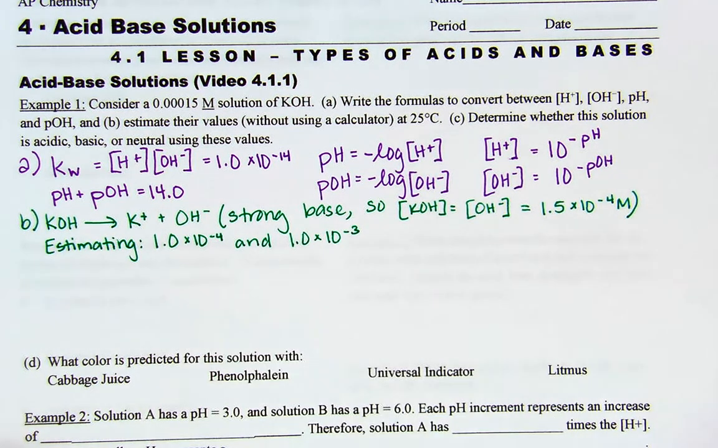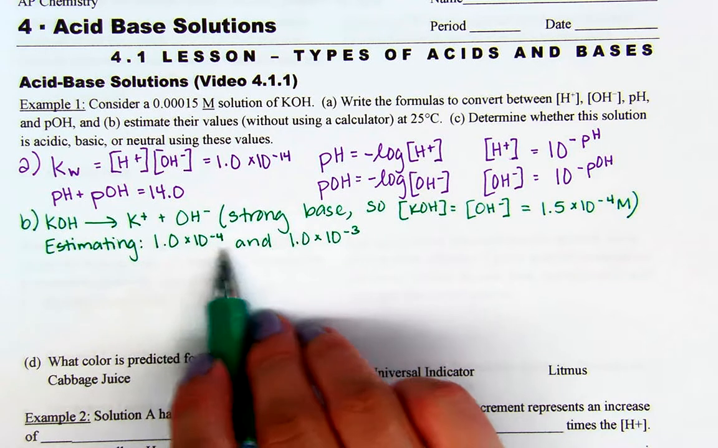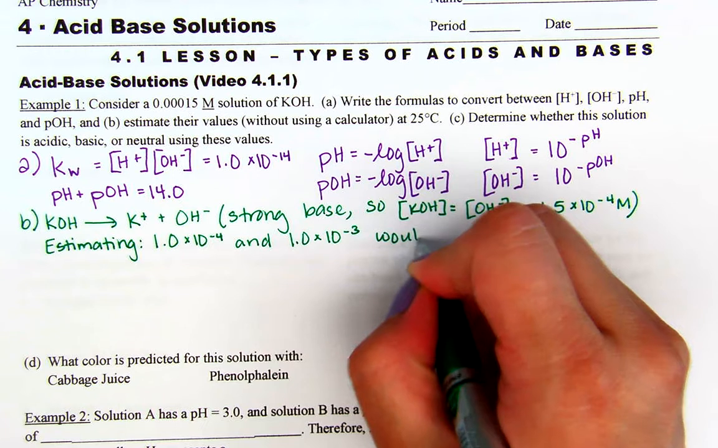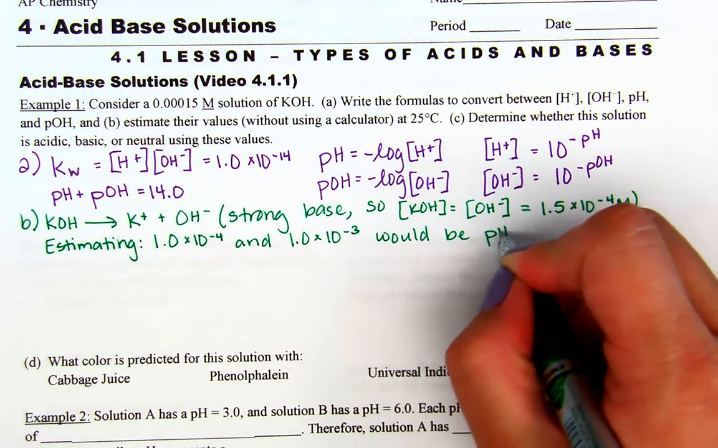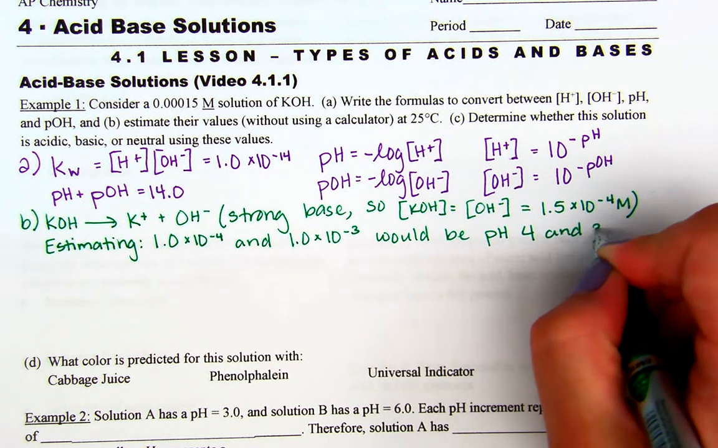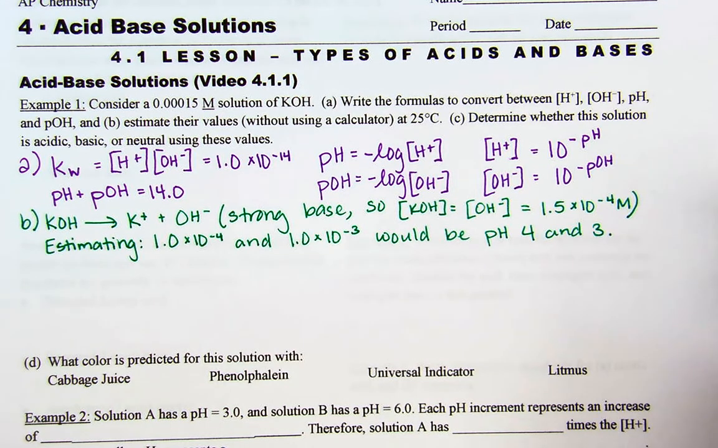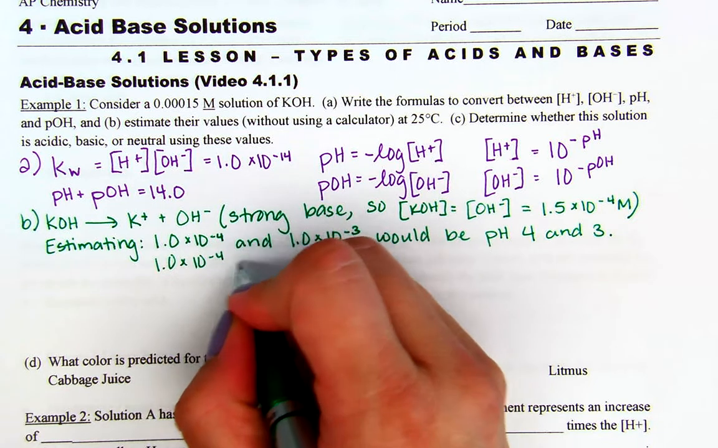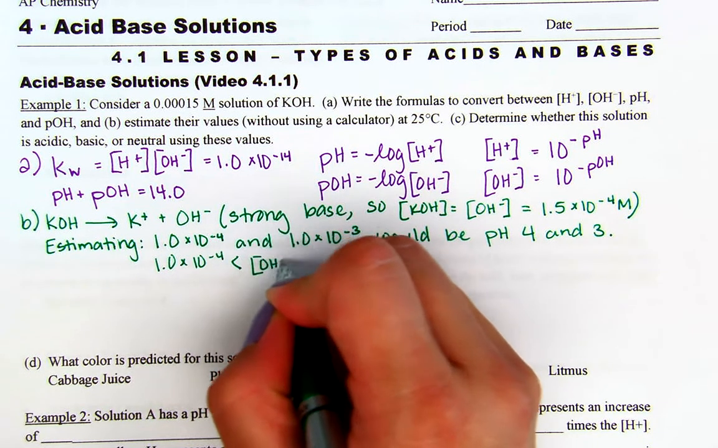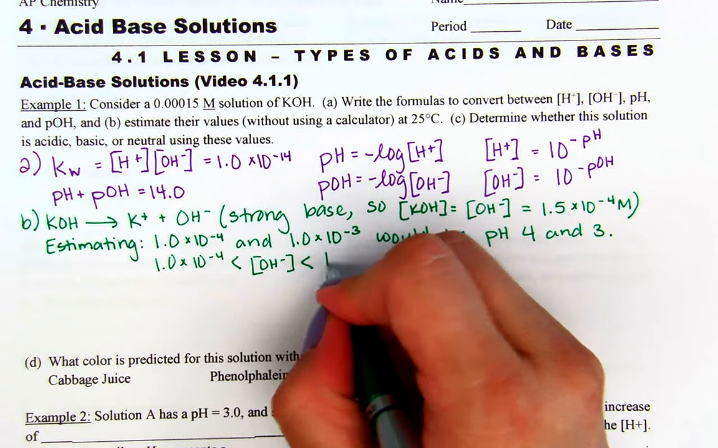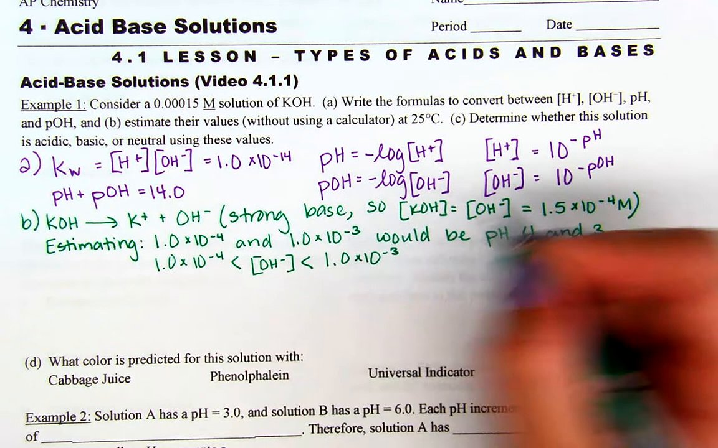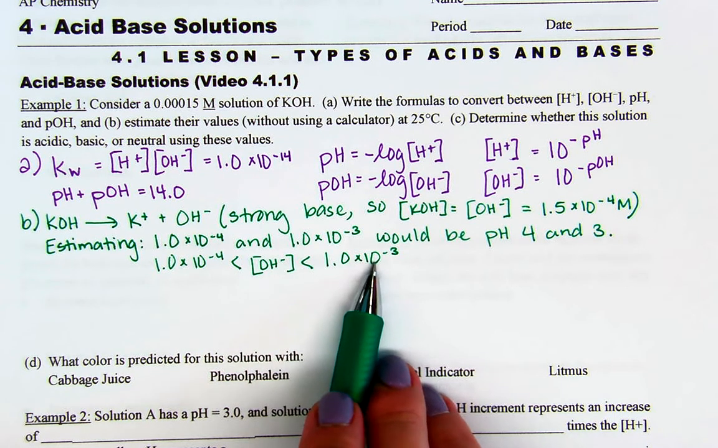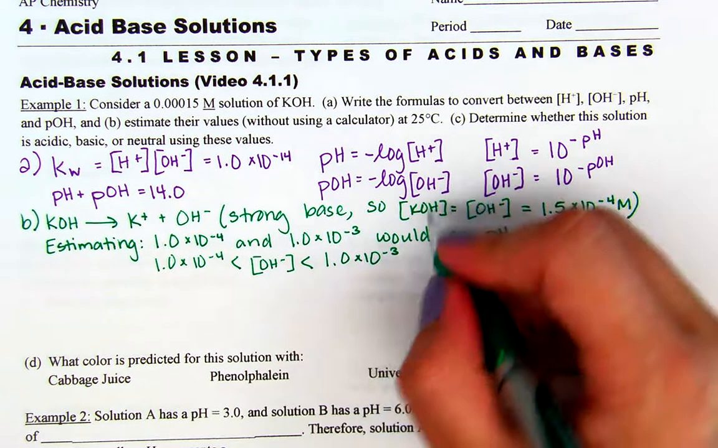So estimating, we have 1.0 times 10 to the negative 4 and 1.0 times 10 to the negative 3 would be pH 4 and 3. So our pOH actually is right between them. So 1.0 times 10 to the negative 4 is less than the concentration of hydroxide that we actually have, and that concentration is less than 1.0 times 10 to the negative 3. So that means that our hydroxide concentration here is right between these two, and so that means the pH is going to be somewhere between 3 and 4.